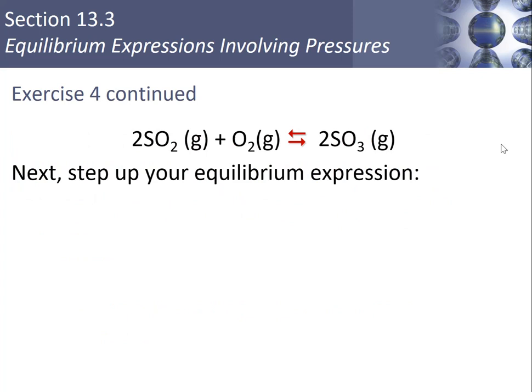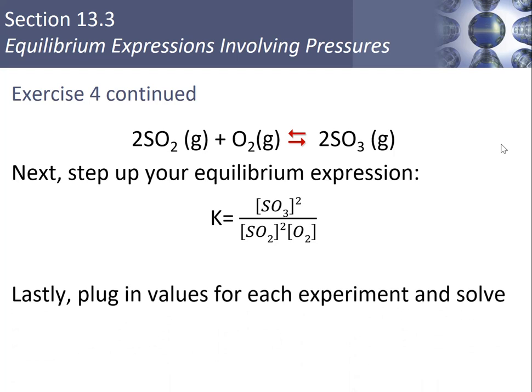Once I write my balanced equation, I'm going to set up my K expressions. Okay? They're all 3 in the gaseous state, so they're all involved. And then I'm going to grab some numbers from experiment 1 and experiment 2, plug them in, and solve for K. Pause the video so you can do that. Here's my equilibrium expression. Plug in the values, and you'll find that they're quite close. Maybe not exact, but very close.